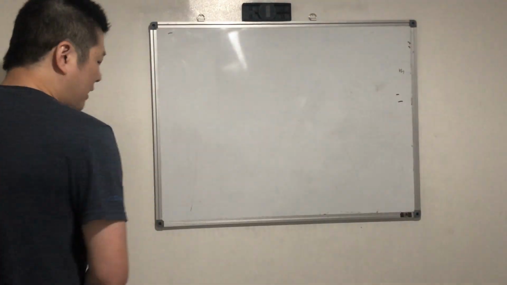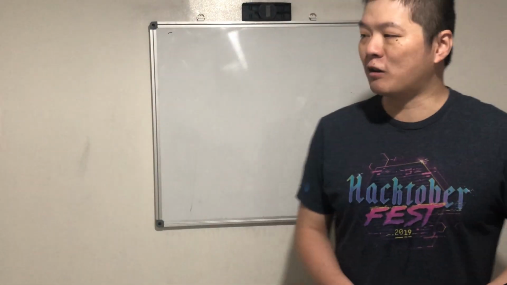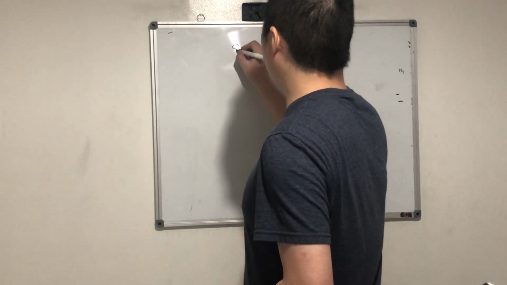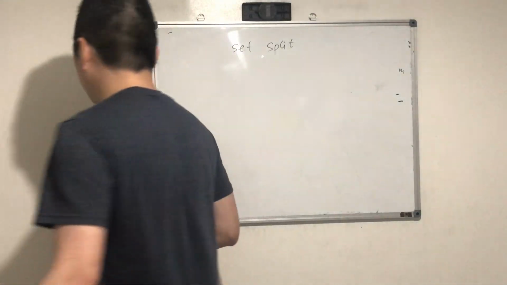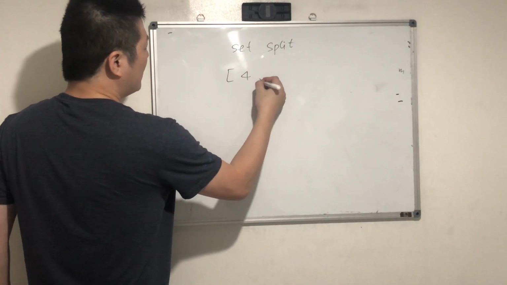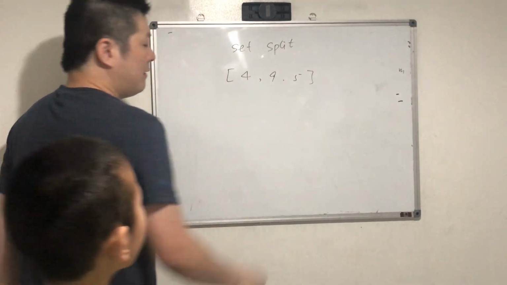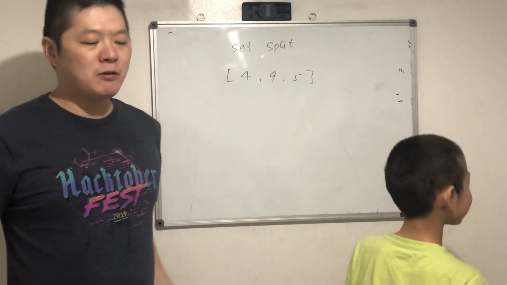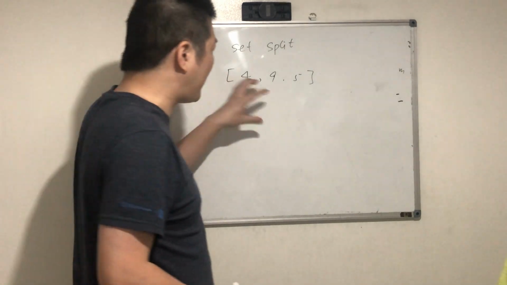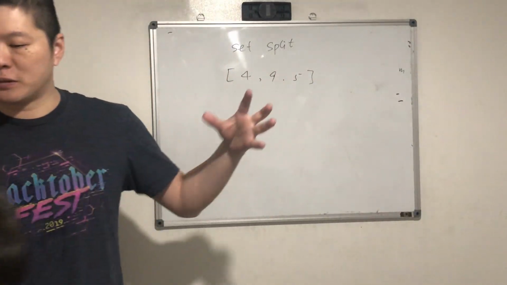It's Friday, yeah. Okay, so today we talk about a problem called set split. Given a list of numbers, like 4, 9, 5, this is a set of numbers. We want to find out if it's possible to split the numbers into two groups.